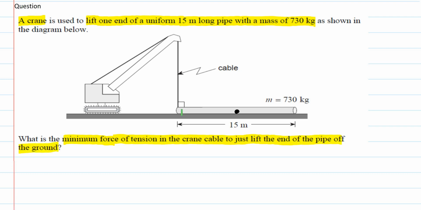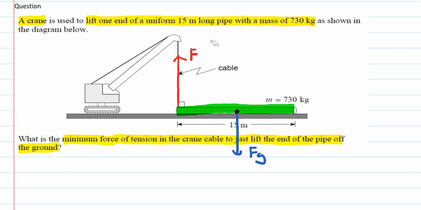Okay, so here's your uniform long pipe right here, and since it has a mass of 730 kilograms, it does have a force of gravity acting in the downwards direction. And there's also a force in the cable here, the force of tension, so I'll call that the force in the cable right there. And we want to find the minimum force in this cable, right?